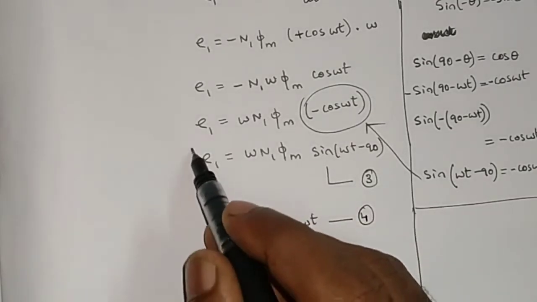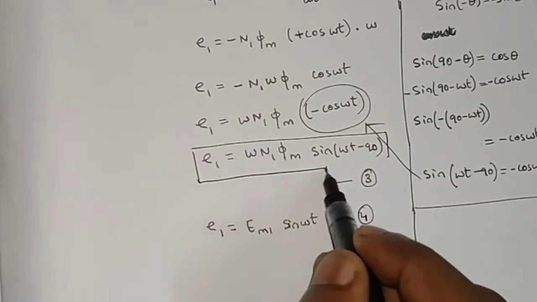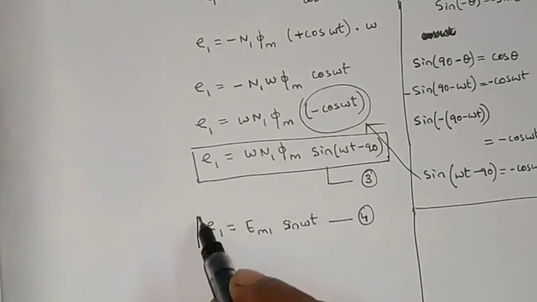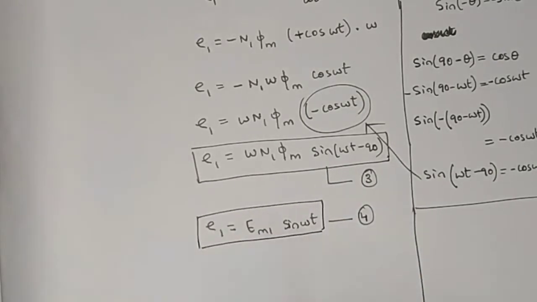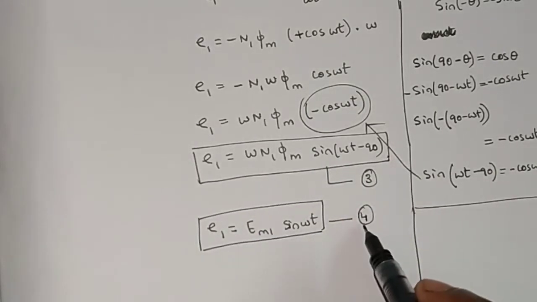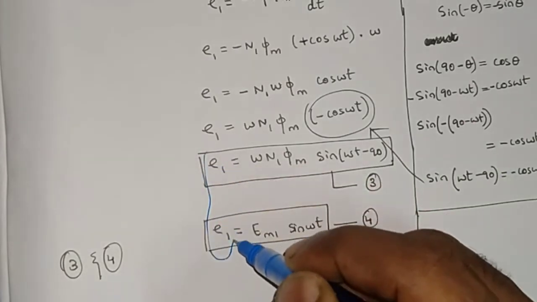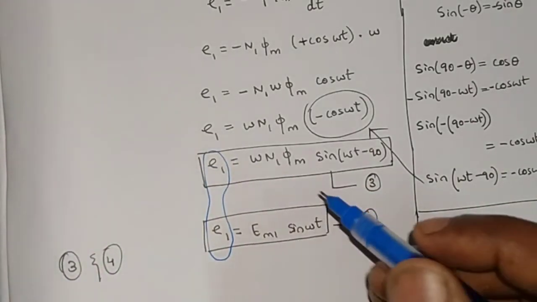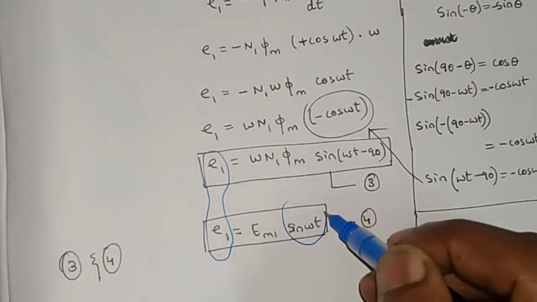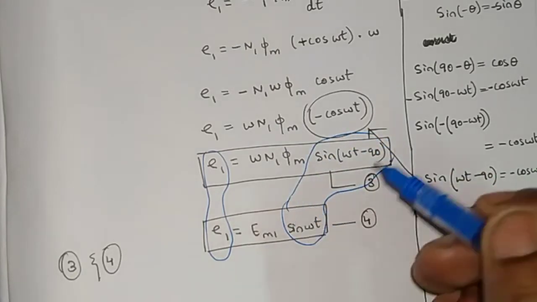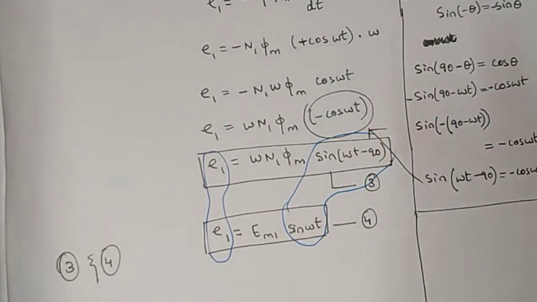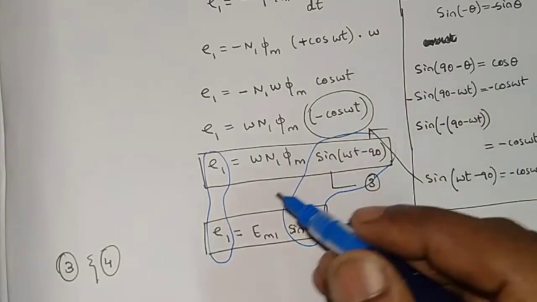So just compare these two equations, the equation which we got earlier, which we have taken as equation number 3, and the equation which we have written just now, which was taken as equation number 4. I will compare equation 3 and 4. When I compare these two equations, on the left side you can see E1, both are equal. On the right side, sin omega t, here also you have sin of some angle, omega t minus 90 or plus 90. Don't worry about that.